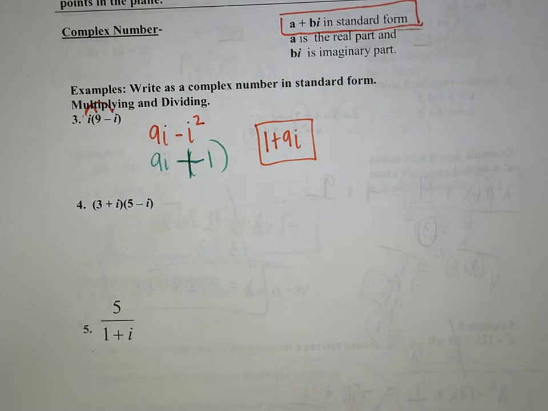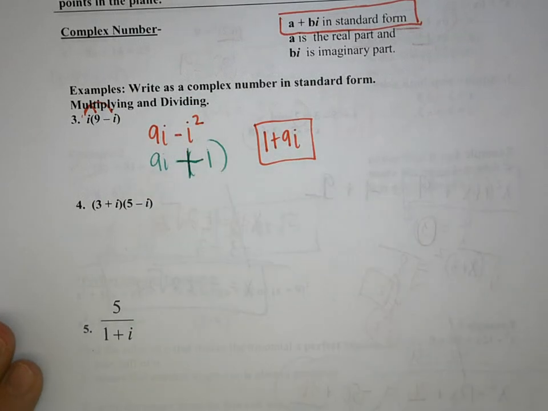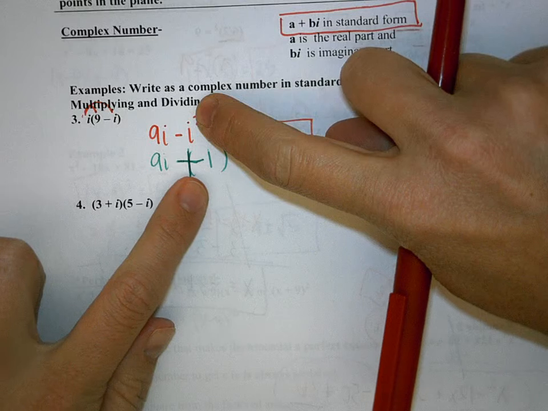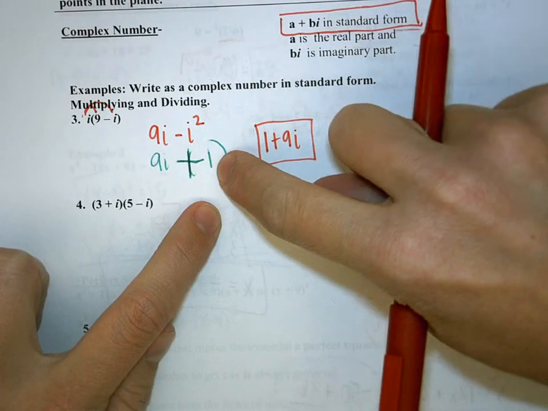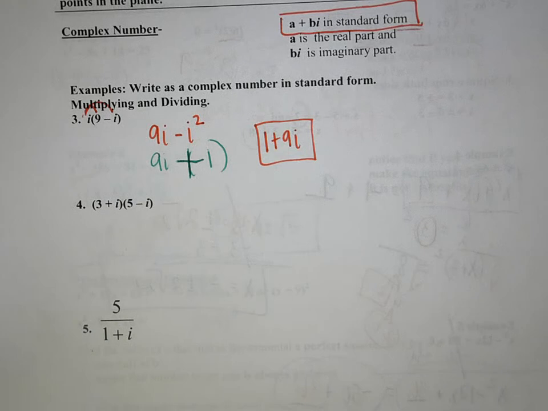So I would encourage you, when you are doing this, to write out each of your steps, because a lot of you are like, oh, i squared, it's negative 1, and you'll end up writing this as 9i minus 1, which is not correct. But if you write it as 9i minus the negative 1, then you see that the two negatives make a positive. Two negatives side by side become a positive.